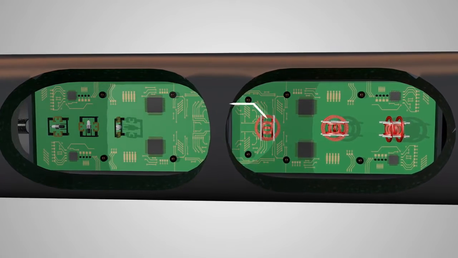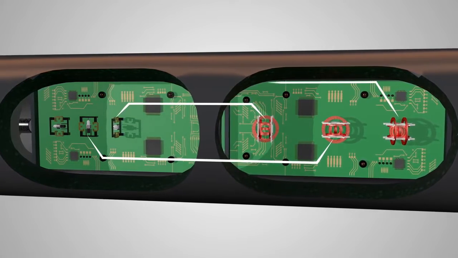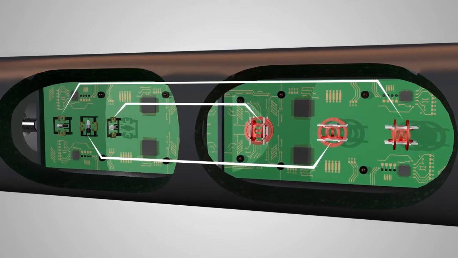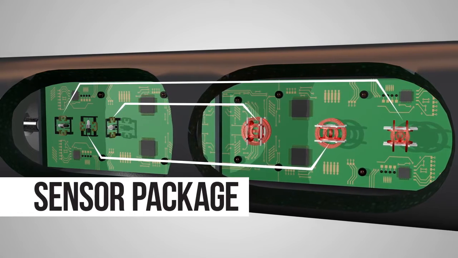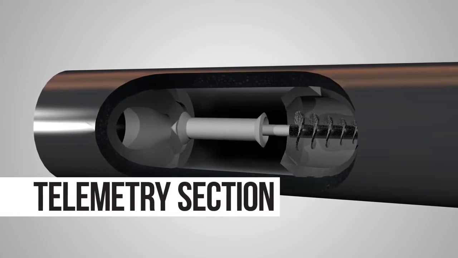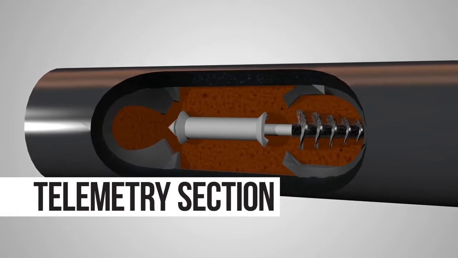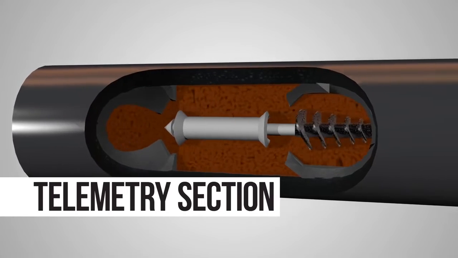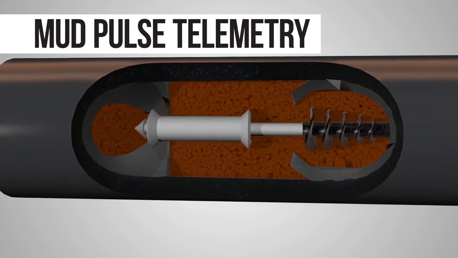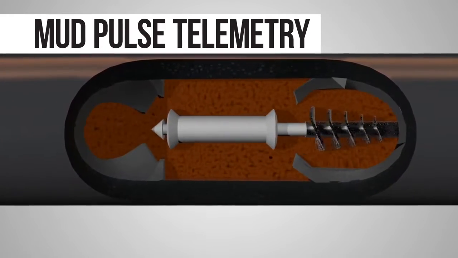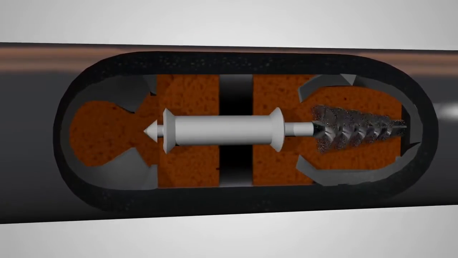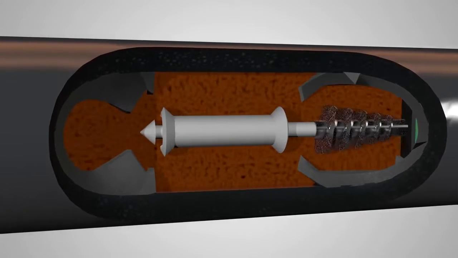The magnetometer sensors and the accelerometer sensors are aligned to one another. These sensors make up the sensor package of the MWD tool. There is also a telemetry section in the tool, responsible for transmitting the data from the tool to the surface. Mud pulse telemetry is a common transmission mode, where the data is encoded into the drilling fluid as a series of pressure pulses and decoded on the surface, very similar to Morse code.